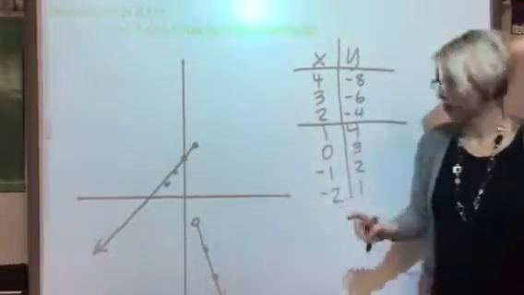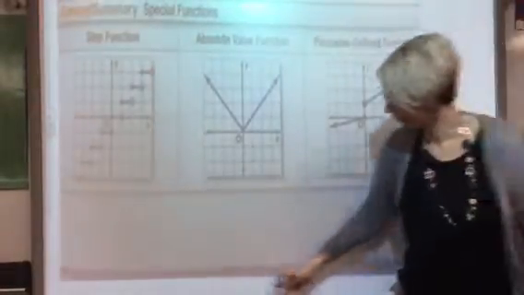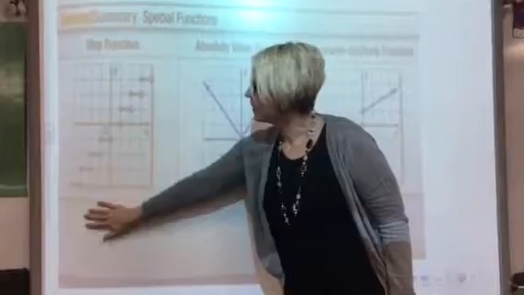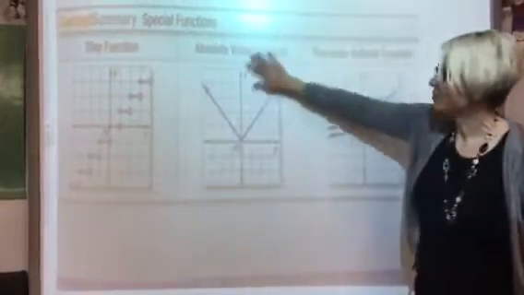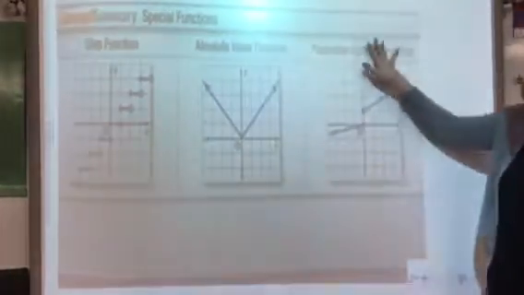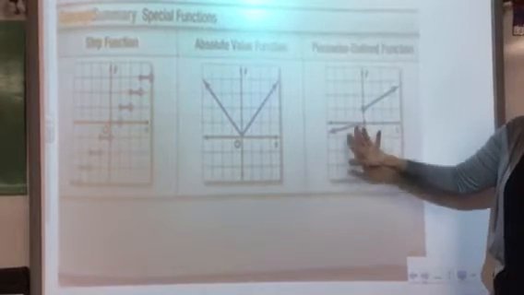So this is an example of a piecewise defined function. You try the example in your notes. Here's a review. Step functions look like steps. Absolute value will always be a V, and piecewise will be two different rays going in different directions.